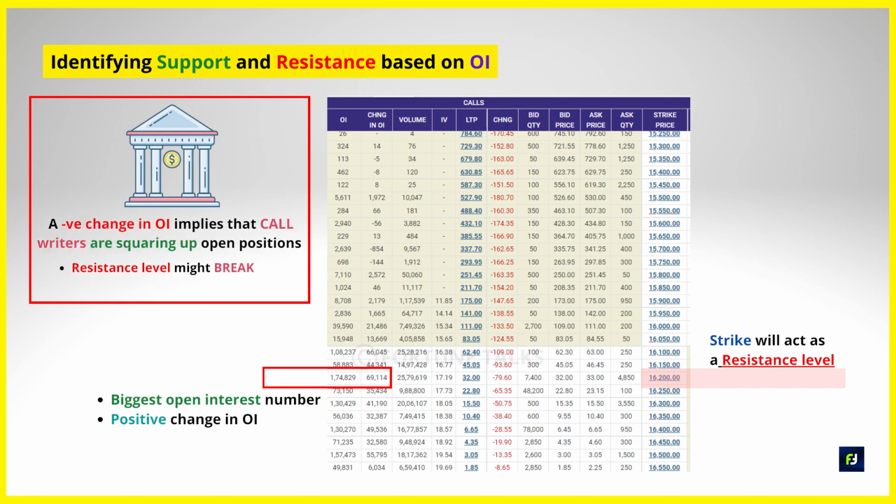On the opposite, if there is a negative change in OI, it implies that the call writers are squaring up their open positions because they feel that the stock will rise above the respective strike level.